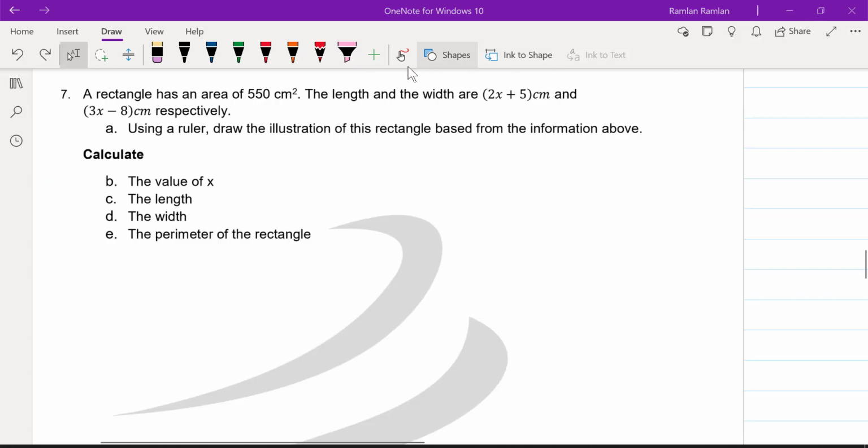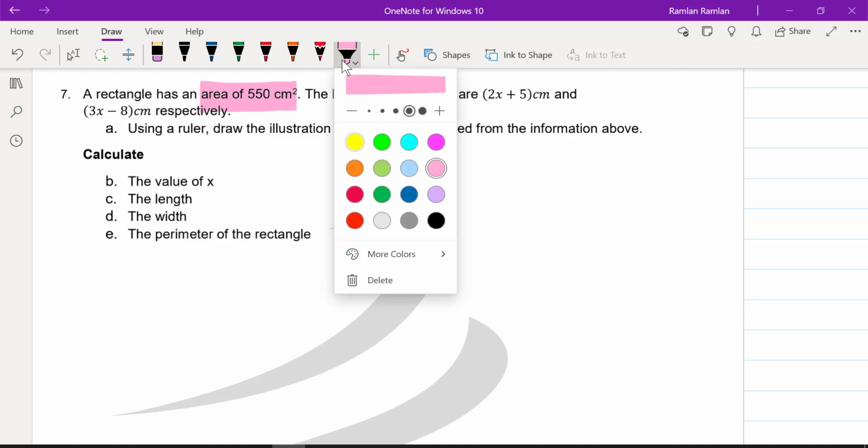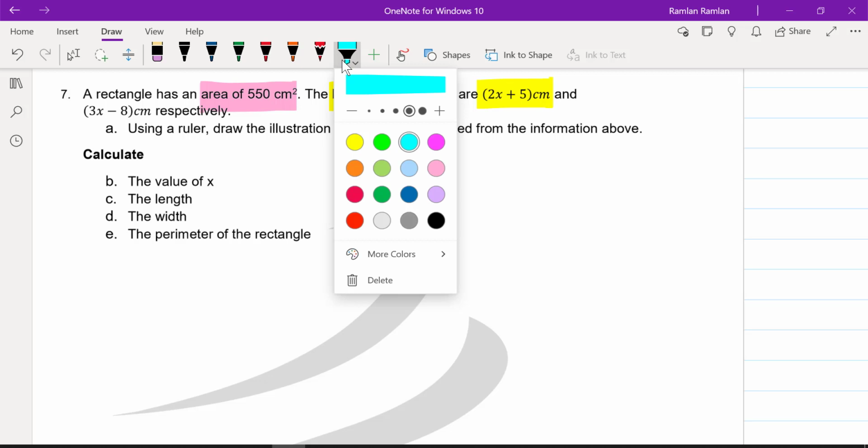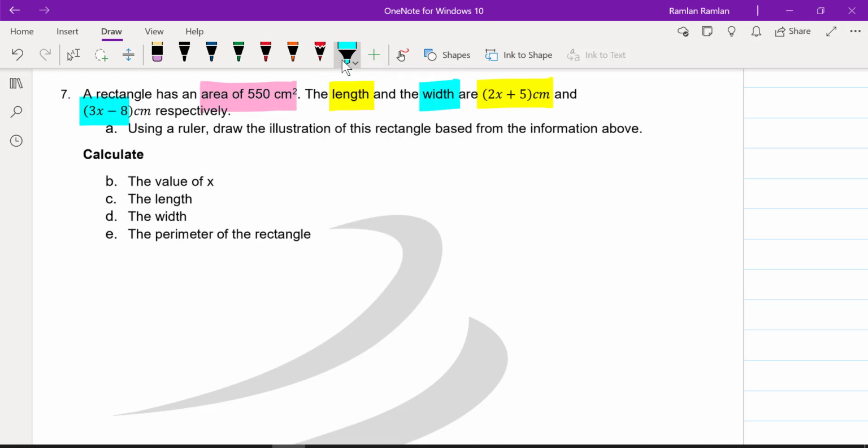Okay, for number 7, it's almost the same as the previous question, but the difference is that in the previous question we had the perimeter. For this one, we have the area. So let's just read the question again. A rectangle has an area of 550 centimeter square. The length and the width are 2x plus 5 centimeter and 3x minus 8 centimeter respectively. So the length is this one over here, and the width is this one over here. Using a ruler, draw the illustration of this rectangle based on the information above.